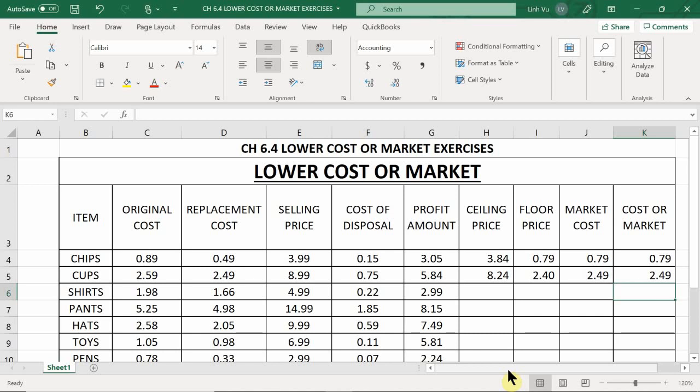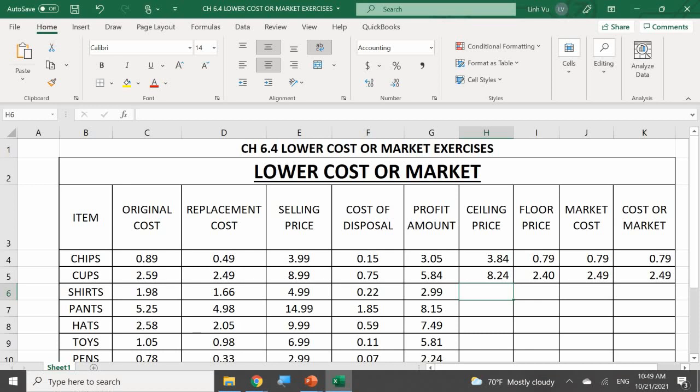Okay. So in this case, shirts. I bought my shirts for $1.98. The market's telling me that it costs now $1.66. And then, of course, I sell these shirts for $4.99. To dispose of them is going to cost me 22 cents. And the amount of profit I want to get is $2.99. So, what is my ceiling?